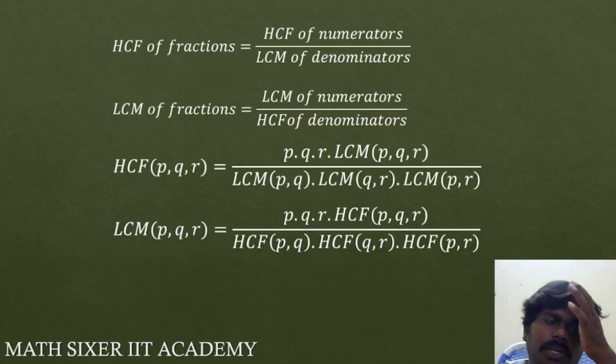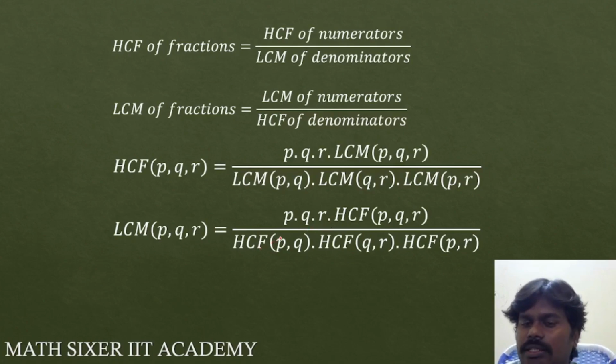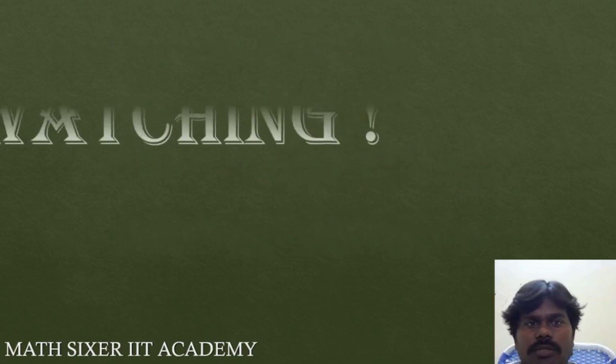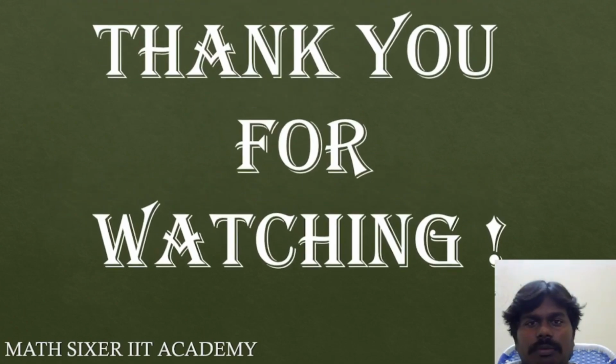Next, the LCM of P, Q, R is equal to P into Q into R into the HCF of P, Q, R divided by HCF of P comma Q into HCF of Q comma R into HCF of P comma R. So this way we will find the HCF and LCM. So that's all about HCF and LCM.